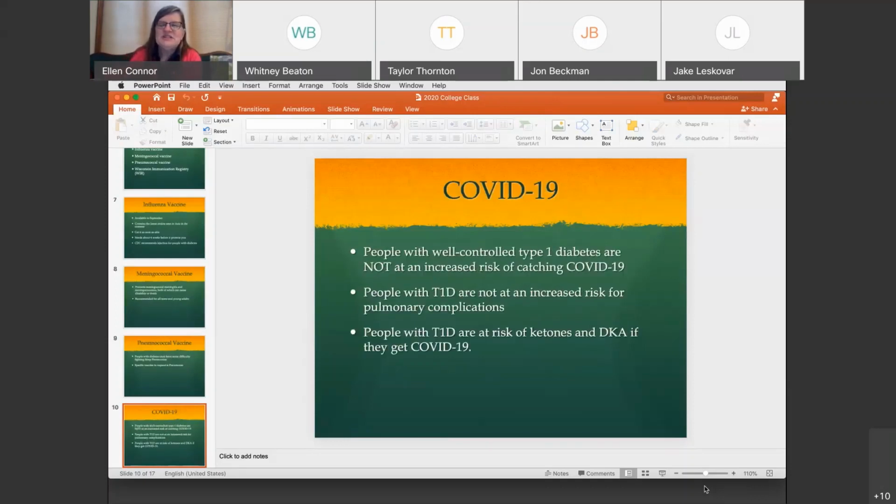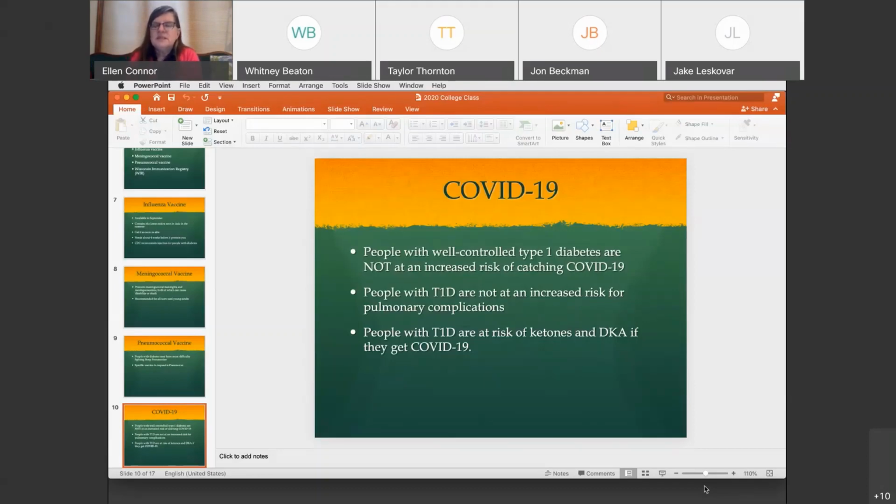We'll switch gears just a little bit to talk about COVID-19. You've probably been inundated with all the descriptions of what the symptoms are and how some people have really severe disease and some people don't have severe disease. The studies that have come out as recently as this week suggest that people who've got well-controlled type 1 diabetes don't have an increased risk of catching COVID, and you don't have an increased risk for the lung complications. If someone's uncontrolled, or especially if they have type 2 diabetes, then they are at more risk.